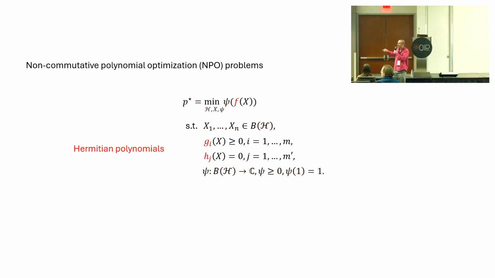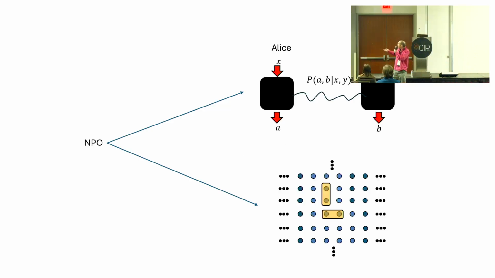And these functions are not arbitrary. These functions are polynomials. They are Hermitian, meaning that if you evaluate them with Hermitian operators, you get a Hermitian operator. You put everything together, and then you get an NPO. So the goal is to minimize the average value of this operator among all tuples of operators, such that these operators are positive semi-definite and these are equal to 0. Understood? This has applications in quantum non-locality, and also in condensed matter systems. There are many problems that you can reformulate or cast as an NPO. That's the reason why I got interested in this in the first place.